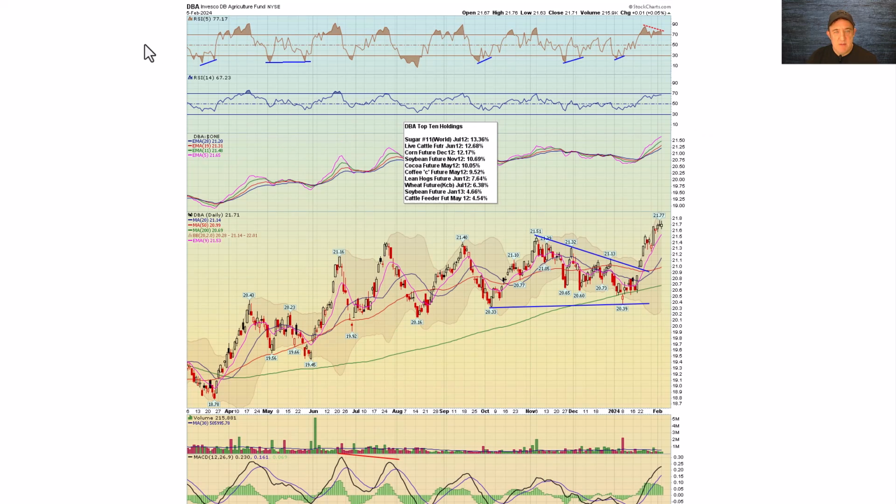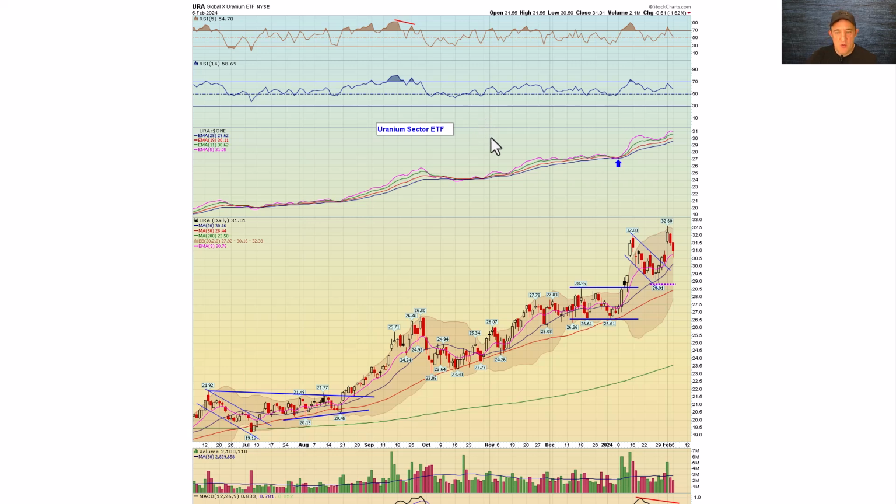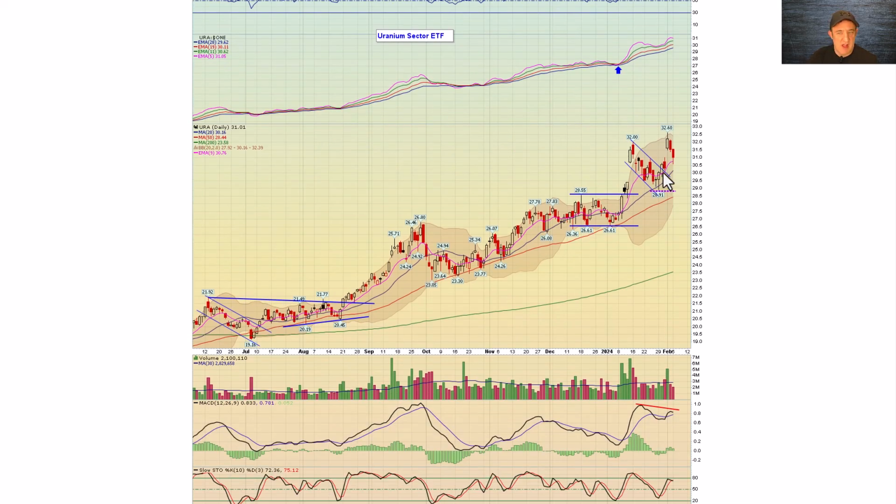Chart 47, DBA, the agriculture ETF. Remember, I've been bullish on this. After it broke this pattern, it's still holding up nicely. You do have a little divergence on the RSI, but it's still holding up well. Remember, on the weekly chart of DBA, you have this cup and handle look, and that's why I hold a swing position on this.